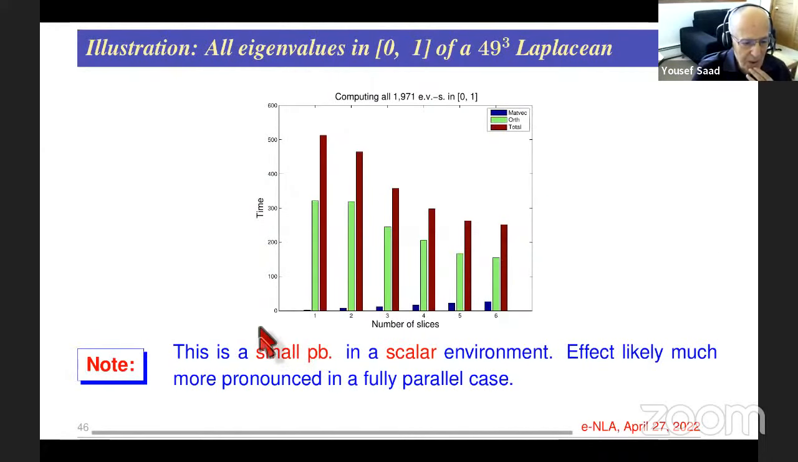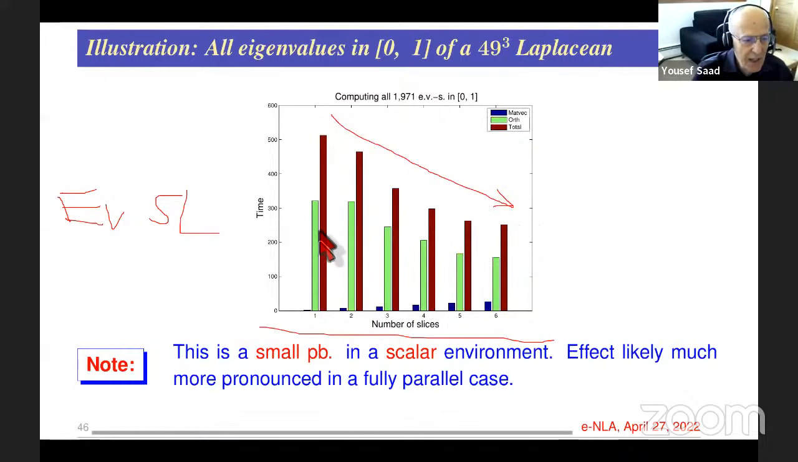So here's a very simple illustration of what you can gain by doing that. This is from our code EVSL. You take a 49 cubed Laplacian and use our code using 1 or 2 or 3 or 6 slices, and you see the cost going down. This is even sequentially. You can see the cost of the orthogonalization here in green, and the rest of the cost can be added. And here's the cost of MATVECs. It increases, but it's completely dominated by the rest of the cost. So that's why you see a decrease.